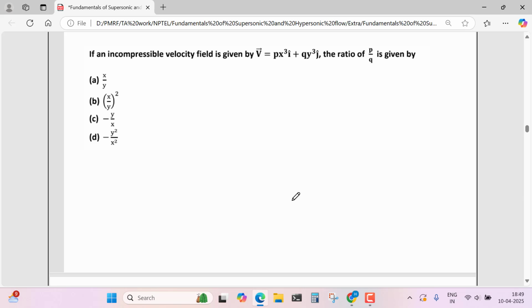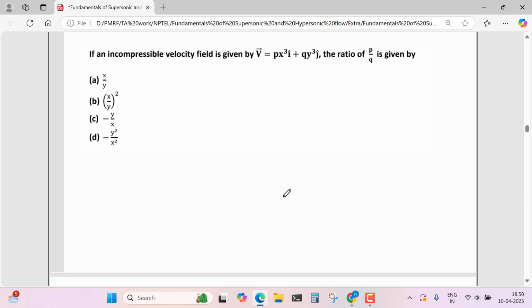We'll see the next problem. If an incompressible velocity field is given by v vector equal to p x cube i cap plus q y cube j cap, the ratio of p and q is given by: option A, x upon y; option B, (x upon y) whole square; option C, minus y upon x; option D, minus y square upon x square.